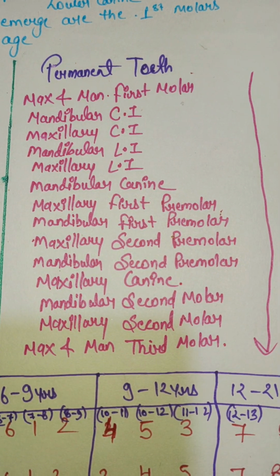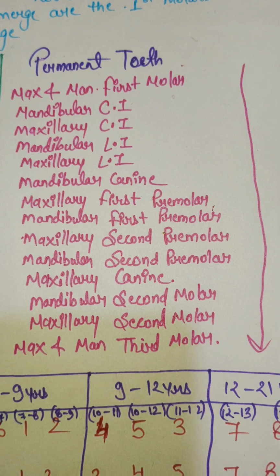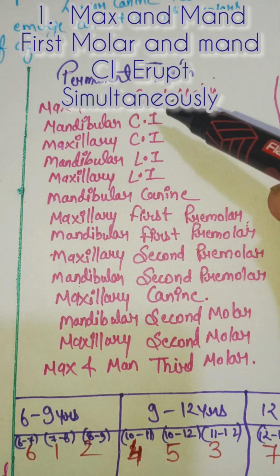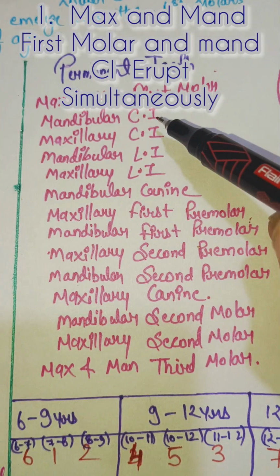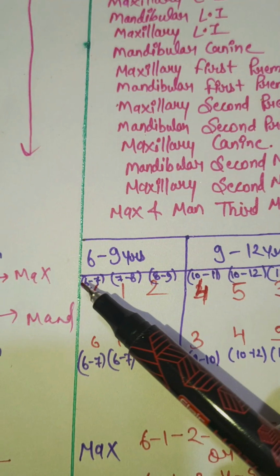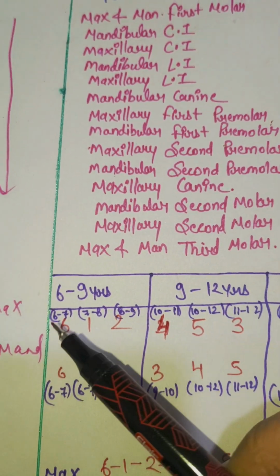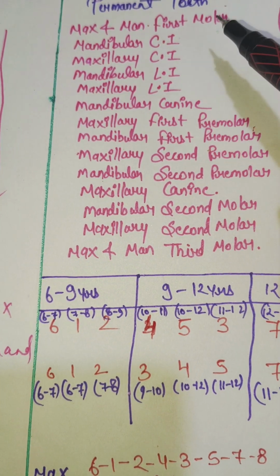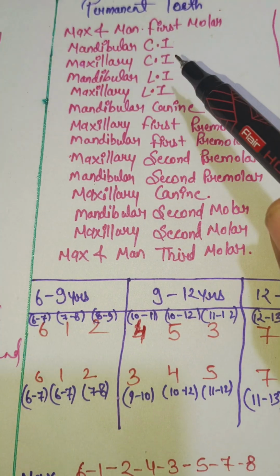To learn the eruption sequence of the permanent teeth, just keep 3 points in your mind. First point: maxillary and mandibular first molar and the mandibular central incisor erupt simultaneously, at 6-7 years. 6 stands for the maxillary and mandibular first molar, these two, and 1 represents the central incisor.